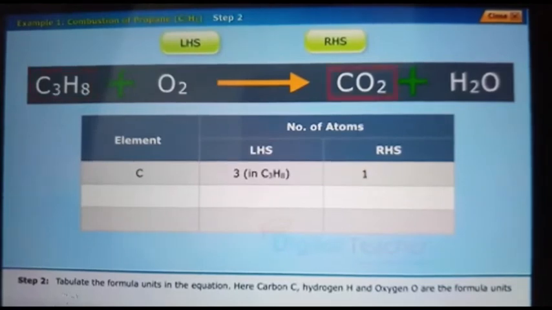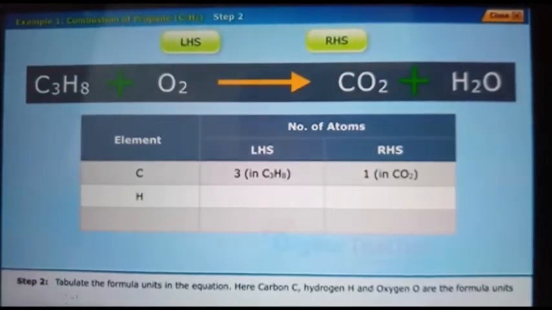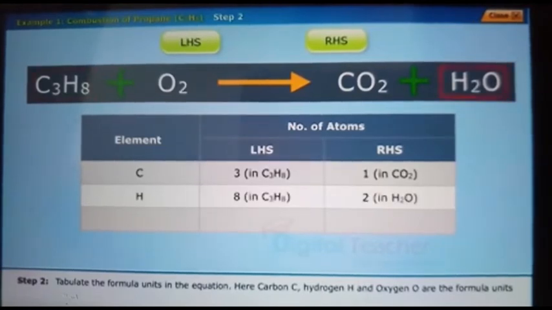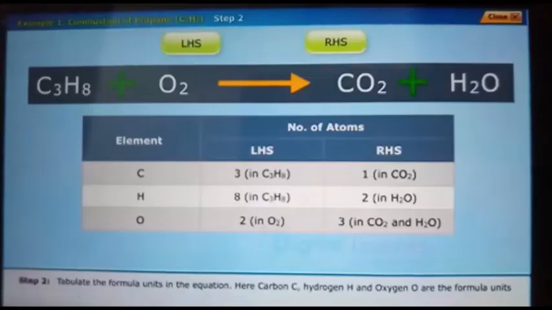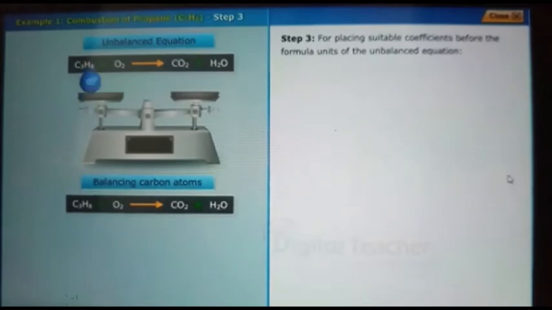Step 2. Tabulate the formula units of the equation. Here, carbon C, hydrogen H, oxygen O are the formula units. Left hand side, carbon is 3, hydrogen is 8, oxygen is 2. And right hand side, carbon is 1, hydrogen is 2, and oxygen is 3. Step 3. Unbalanced equation.